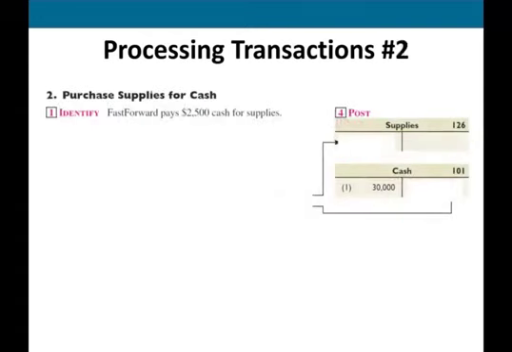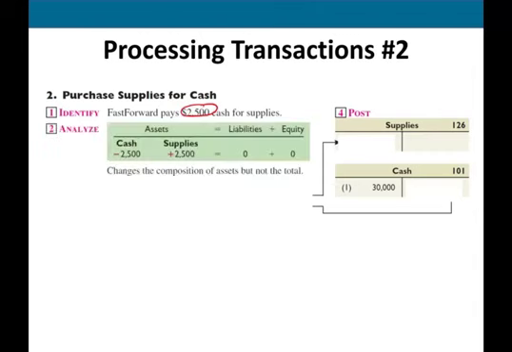Transaction 2, fast forward, pays $2,500 for supplies. Well, if I paid cash, cash is going to go down and supplies is going to go up. This is what I learned when I analyzed the transaction. Now I need to take this information and turn it into a T account. If I increase supplies, supplies is an asset, I debit. If I reduce cash, cash is a credit.